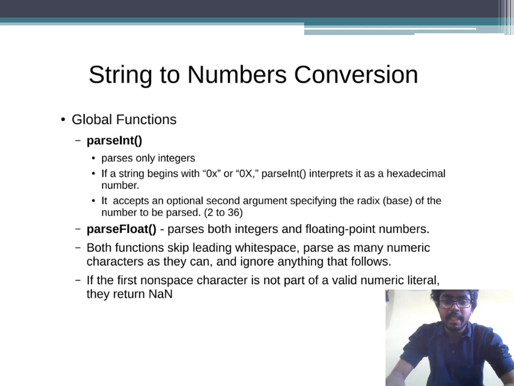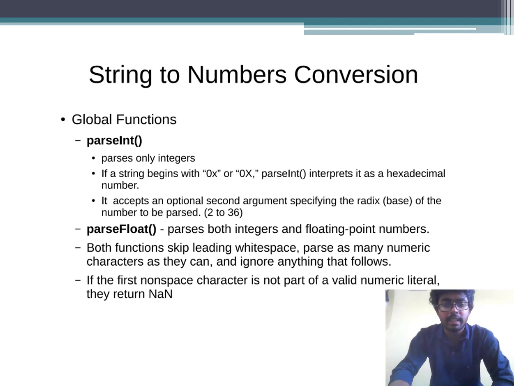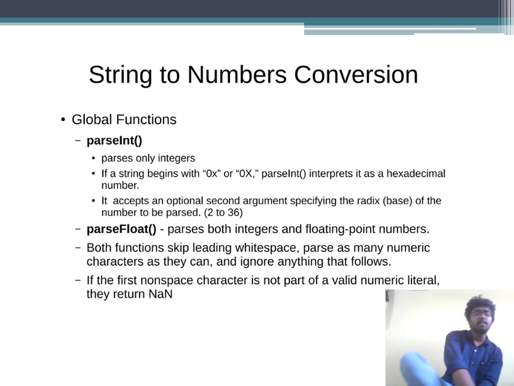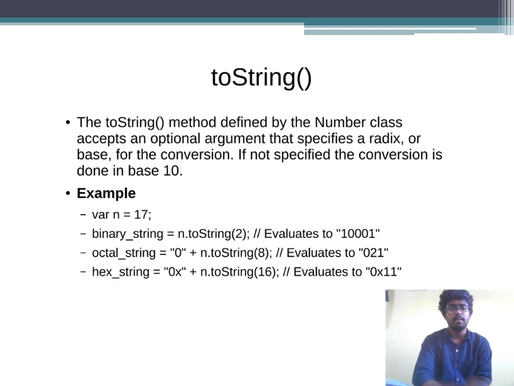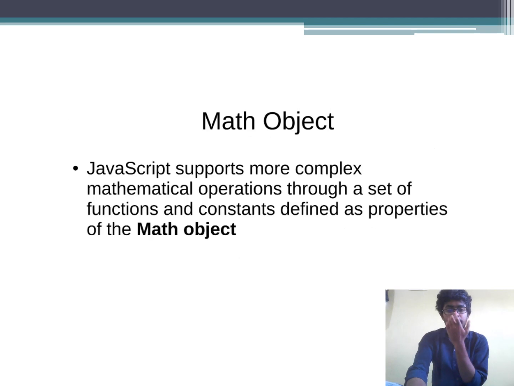Both functions skip leading whitespace, parse as many numeric characters as they can, and ignore anything that follows. If the first non-space character is not part of a valid numerical literal, they return NaN. toString. The toString method defined by the Number class accepts an optional argument that specifies a radix or the base for the conversion. If not specified, the conversion is done in base 10.